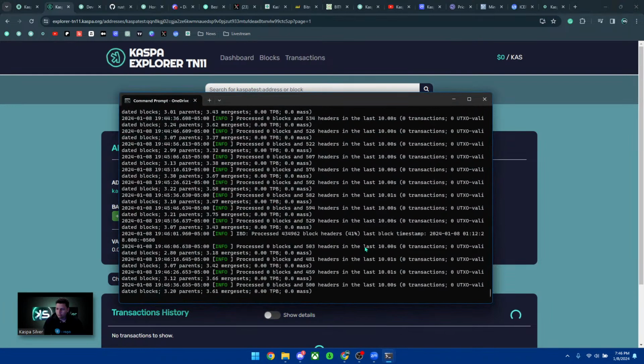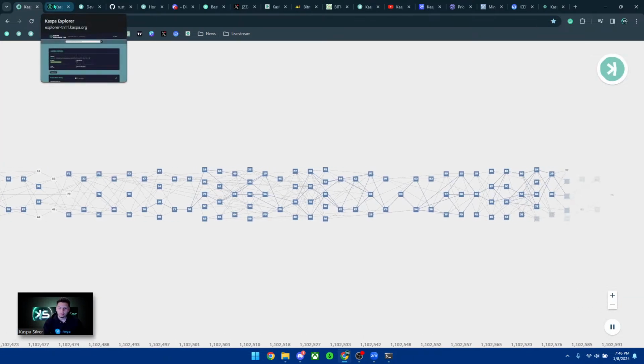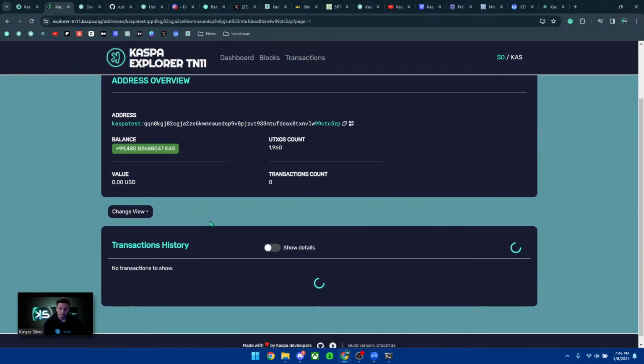I think we're going to be coming to a close here pretty soon. We're at 41% on this node. So I'm going to just have to let this run after I get off. And I'll probably tweet about it once it's started and show that I'm running the testnet.